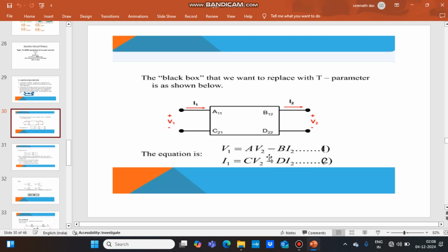So from equation 1, when we want to calculate the value of A, we have to make this part 0. To make this part 0, we have to make I2 equal to 0. I2 equal to 0 means we have to open circuit the output terminals or receiving end. So by open circuiting the output terminals, we can calculate the values of A and C. To calculate the values of B and D, we have to make V2 equal to 0. V2 equal to 0 means the output terminals are short circuited. When V2 equal to 0, we get the values of B and D.